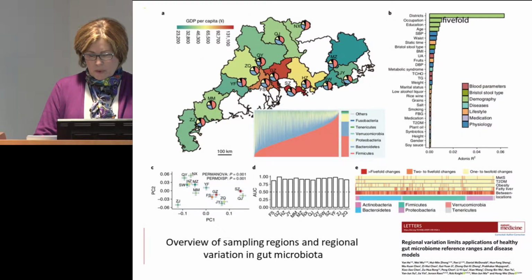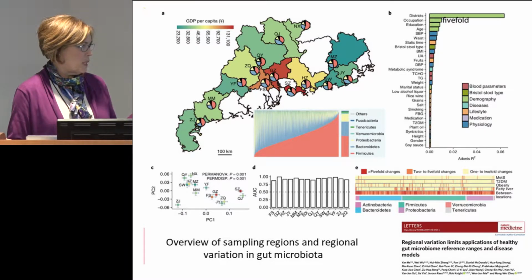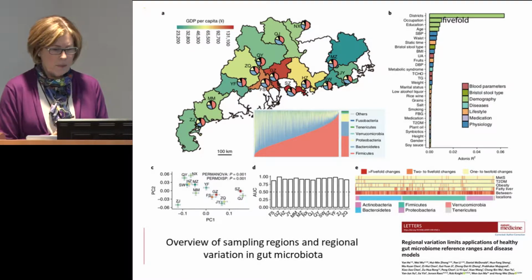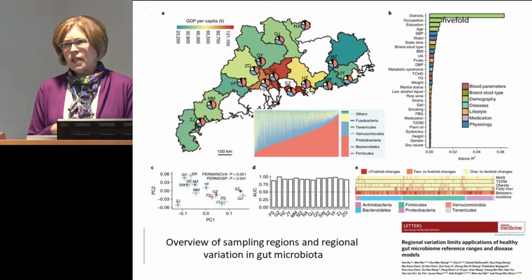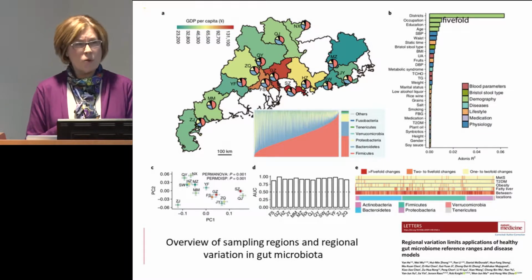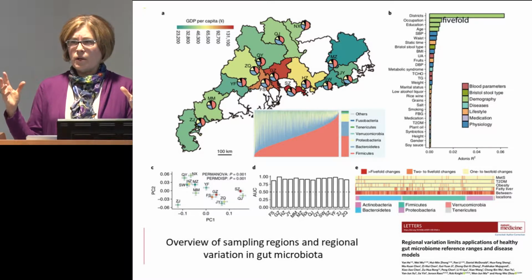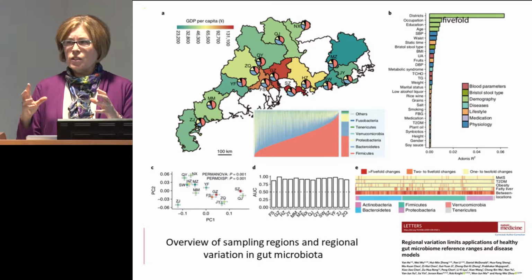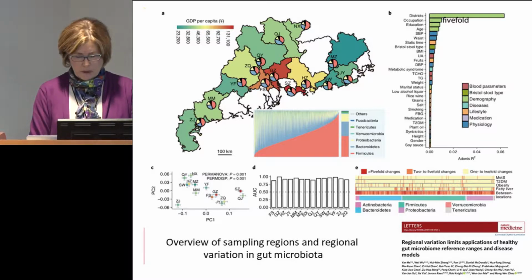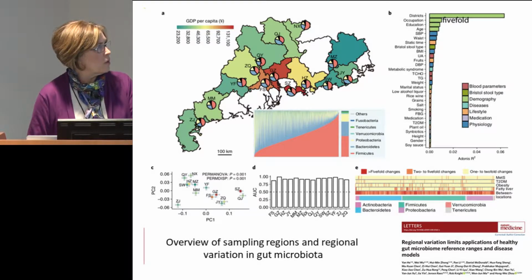This was another paper that really captured me, also published in Nature Medicine, the title, Regional Variation Limits Applications of Healthy Gut Microbiome Reference Ranges and Disease Models. And this may be even more applicable to what we're going to be talking about today. This was a study that enrolled, if I recall correctly, almost 8,000 individuals from Guangdong province in China. And the province was then divided into regions and into neighborhoods. And long story short here, a tremendous amount of metadata were collected.